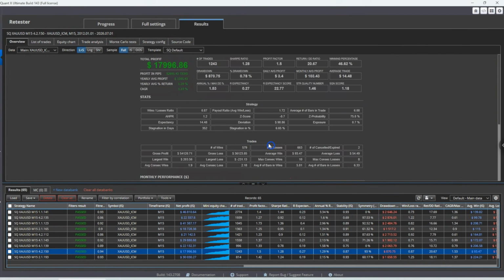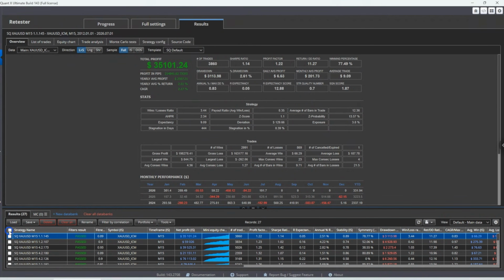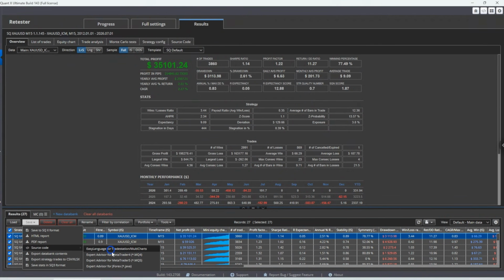So let's go to another one. And this one's not too bad. At least there's 2 months of profits and 3 months of losses and nothing in Jan. So I'm just going to go through and see if I can find a half decent looking strategy. Let's go and save this to MQL4 format so I can do some backtesting.